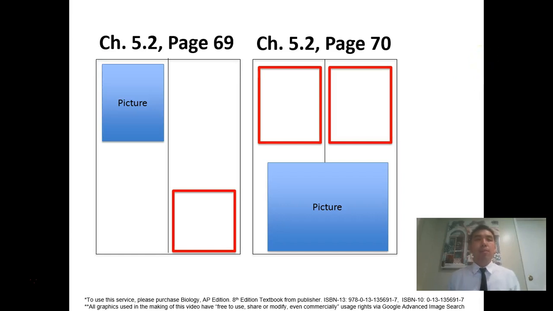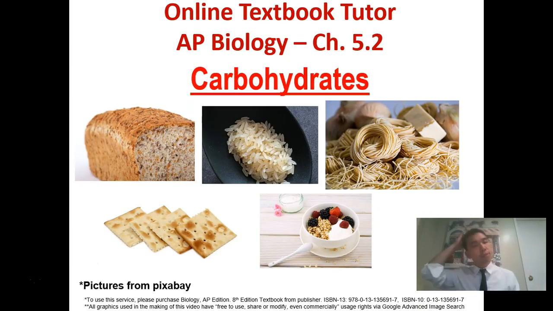Alright, here we go. Let's go ahead and turn to page 69 and 70 and read the following sections highlighted in red, section 5.2. Go ahead and pause right here and read. Alright, hopefully you've finished reading, and so let's begin.